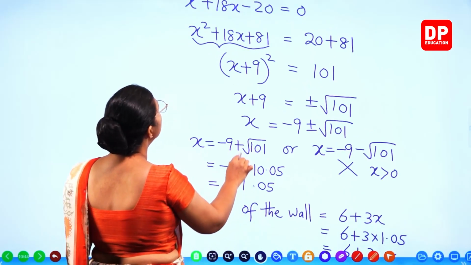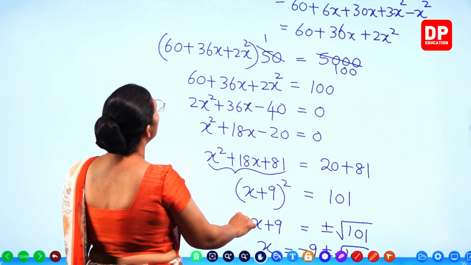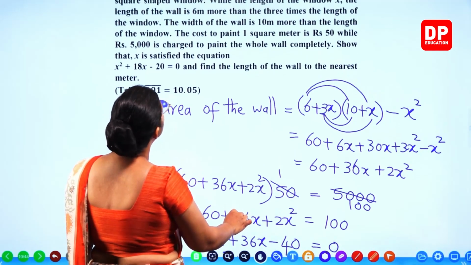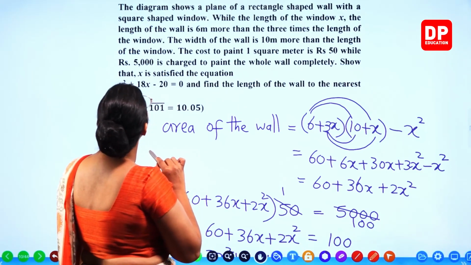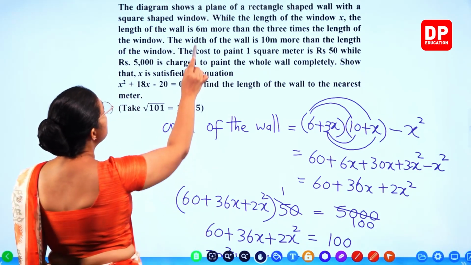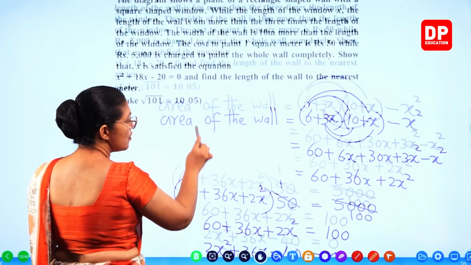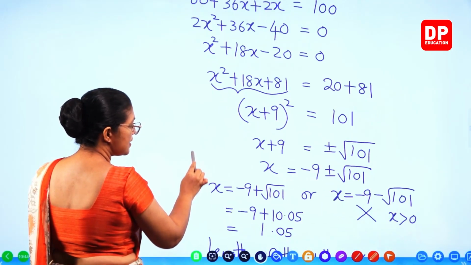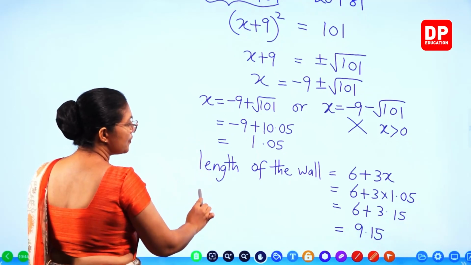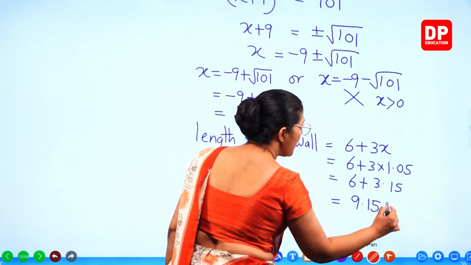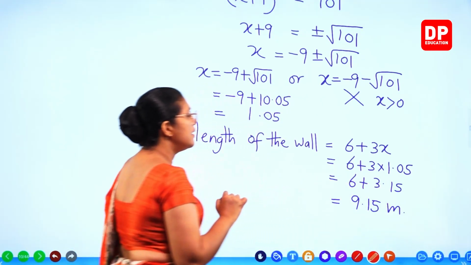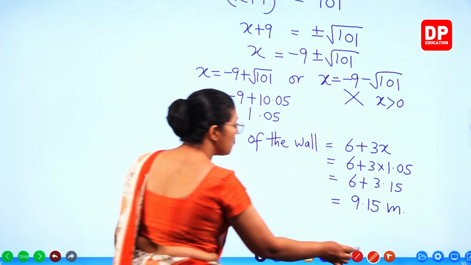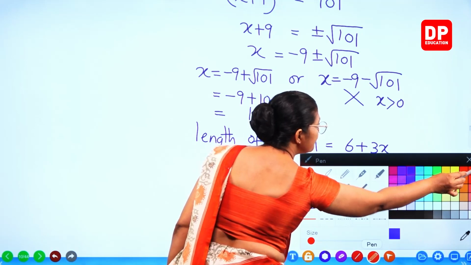What's the unit? You have to check the unit and write it down. It's meters. So what's the length? That's in meters. So 9.15 meters is the length of the wall. So let's give marks for this one.